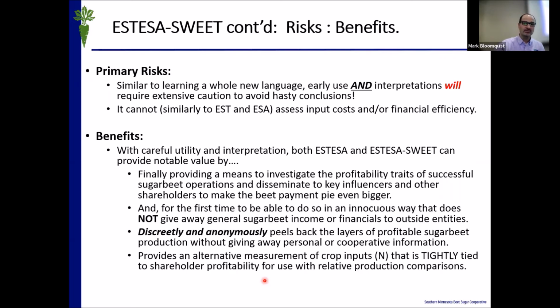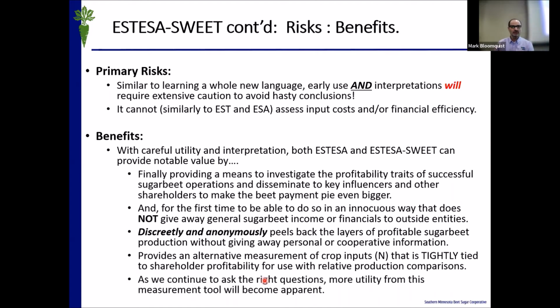We can provide an alternative measurement of crop inputs. I'll use the nitrogen example again. That is tightly tied to shareholder profitability for use with relative production comparisons. So when the research staff examines some of these inputs, we can apply an ESTESA score and get an idea, just another tool, of which ones are going to create the greatest opportunity for shareholder advancement. As we continue to ask these questions, certainly more utility has the potential to come for this particular measurement tool.